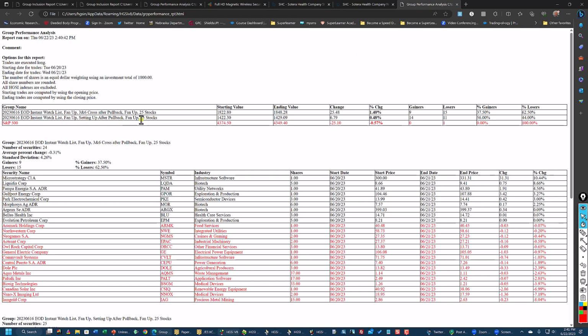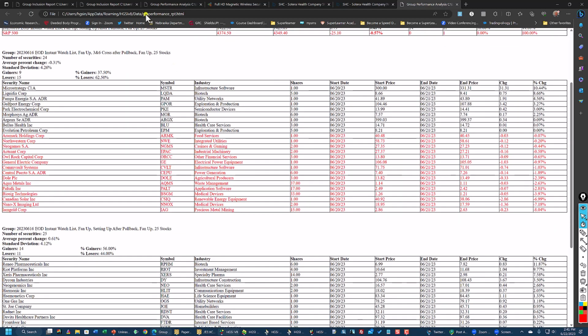Okay, now this is setting up after a pullback. This group did a little better. 14 up, 11 down, 56% gainers, 44% losers. And then you can go down here and you can look at the winners and the losers.